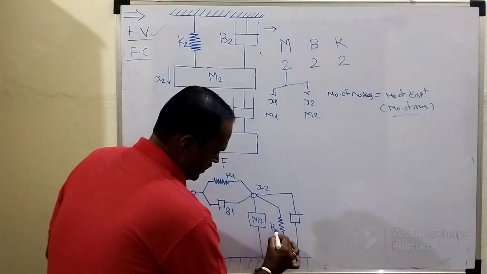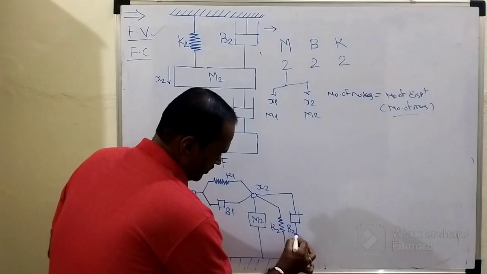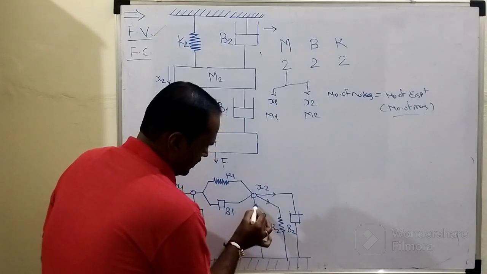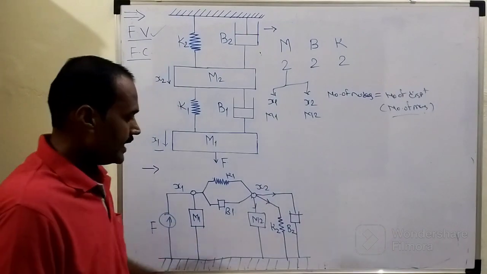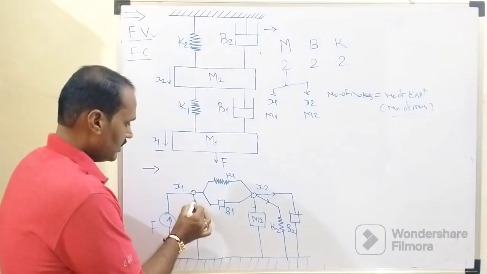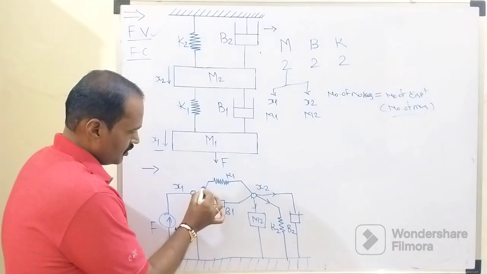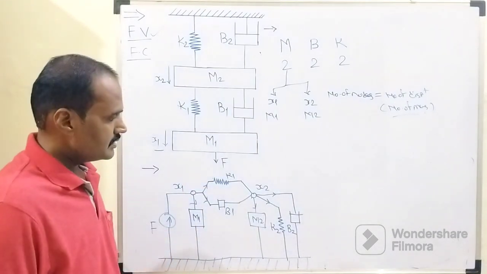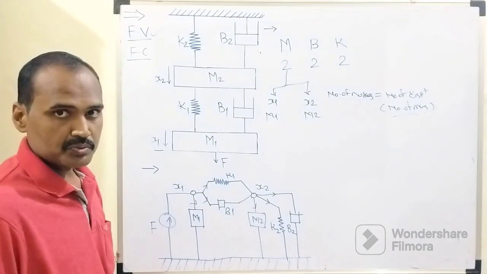That is nothing but K2, and this is nothing but B2. Here this arrow indicates the direction of force belonging to that particular branch, right? The direction of force belonging to that branch, right? So this is how this nodal diagram is to be completed.